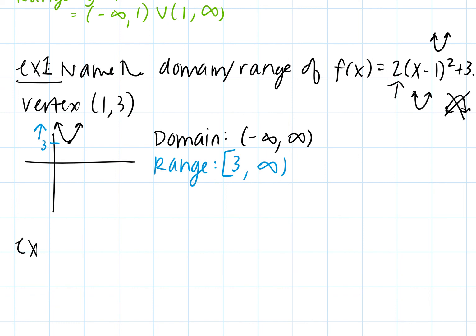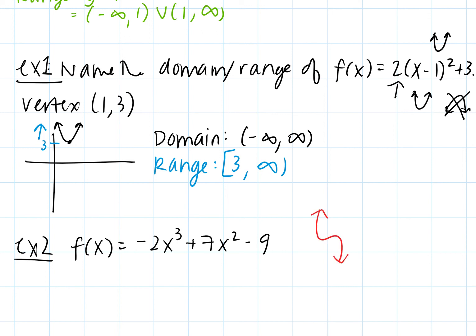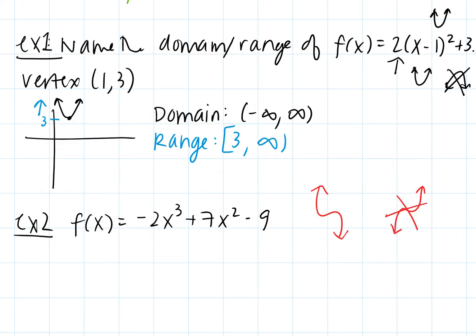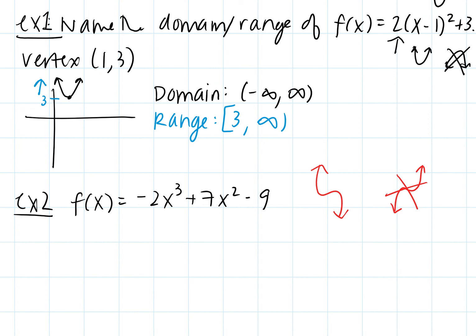Let's do another example. Name the domain and range of the function f(x) = -2x³ + 7x² - 9. Now, I don't know exactly what this function looks like, but I remember if it has odd degree and negative leading coefficient, it has this general shape, as opposed to odd degree with positive leading coefficient. And if it has this general shape, it is continuing forever to the left and forever to the right, and it's continuing forever up and forever down. So that's already enough information to say the domain and the range are both all real numbers.